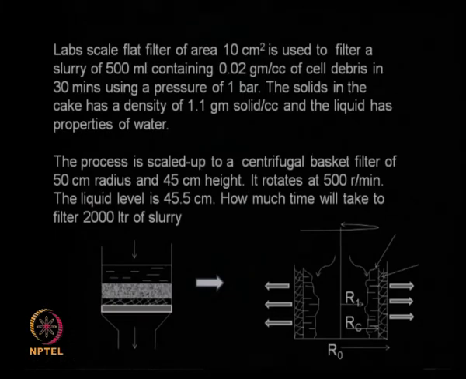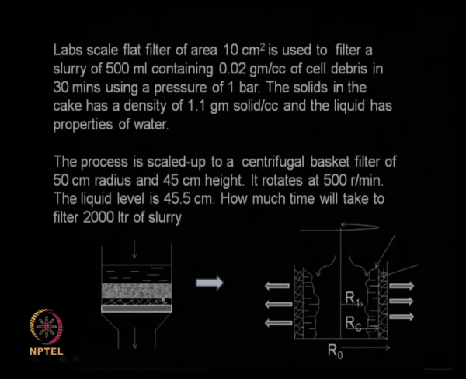Now let us consider a problem which involves both the flat bed filter as well as the centrifuge. Suppose I am doing an experiment in my lab using a flat filter, area is 10 centimeter square, and I am filtering 500 ml of a slurry containing 0.02 grams per cc of cell debris, and I am able to achieve it in 30 minutes using a pressure of 1 bar.